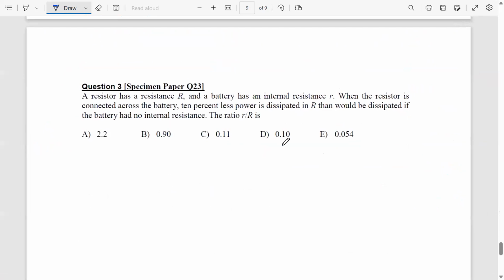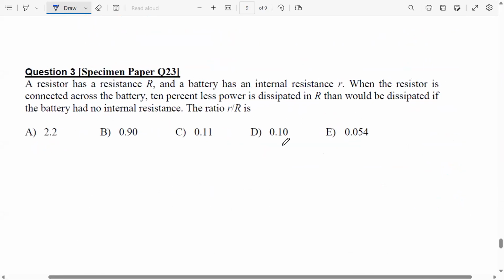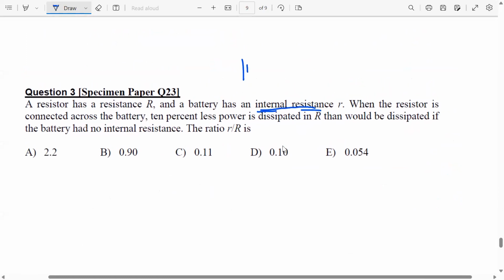Okay, next one. A resistor has a resistance R and a battery has an internal resistance. Now, let me explain internal resistance first. Normally, an ideal battery, which you all draw at O level, is just a battery itself. But a non-ideal battery has a mini resistor inside because of its inefficiencies. So when you draw a battery, it's actually like dotted like that.